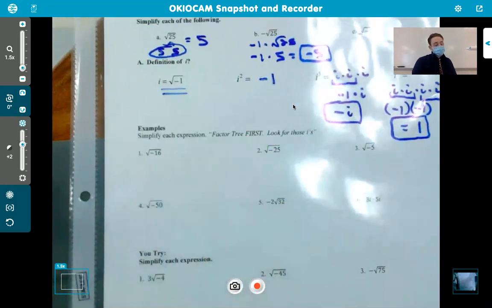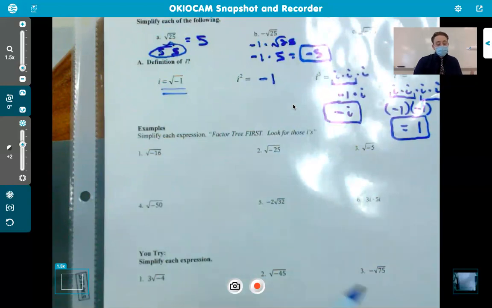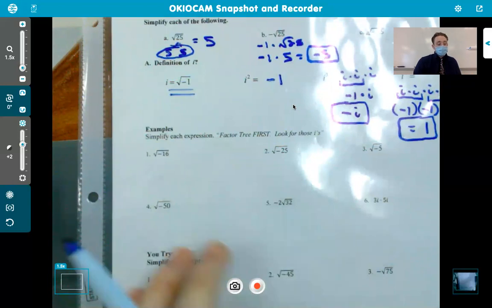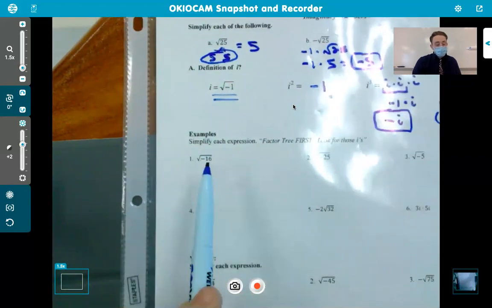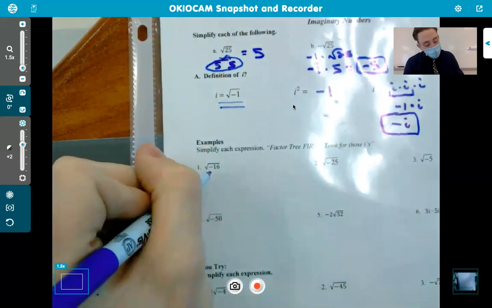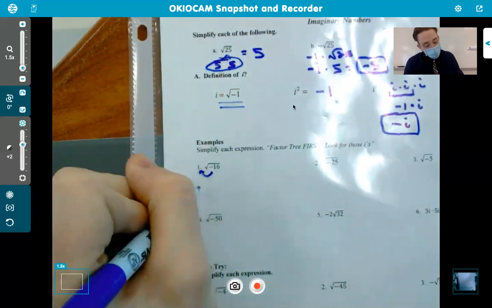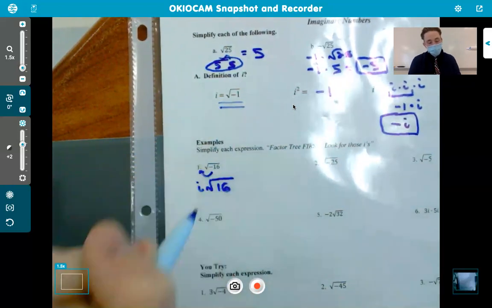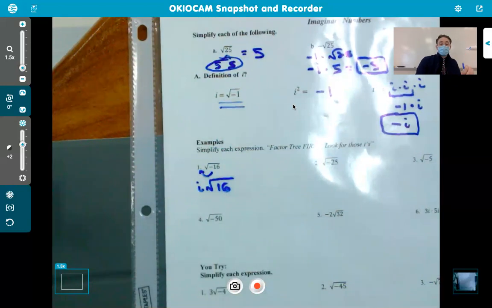Number one, we're going to simplify these expressions. So tonight on your homework and on a test or quiz in the upcoming weeks or so, you're going to be asked to simplify a negative number. In order to do that, the first thing we need to do, and you see it here in the directions, look for an I. So whenever I see the square root of a negative number, the first thing I can do, and this is the first time we're seeing this, is take an I out of my square root. And I'm left with I times the square root of 16.